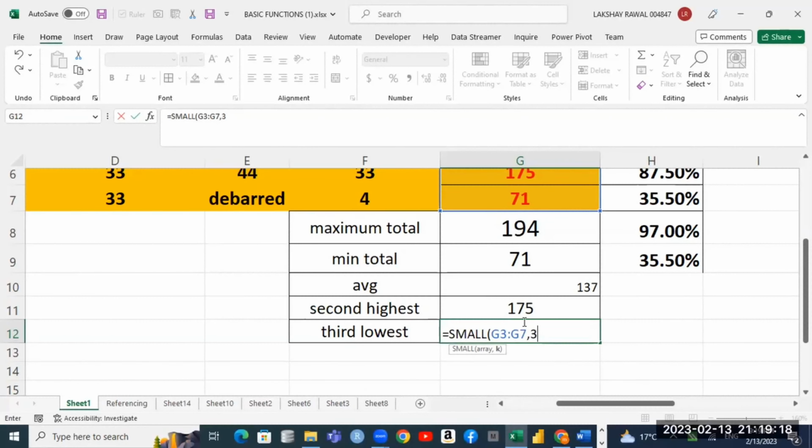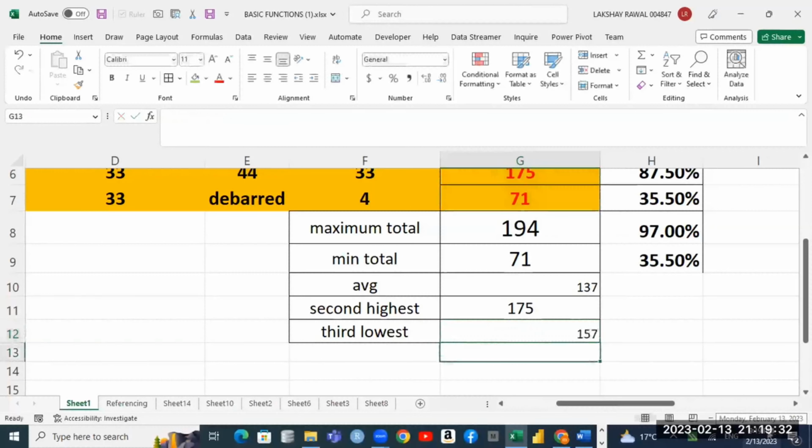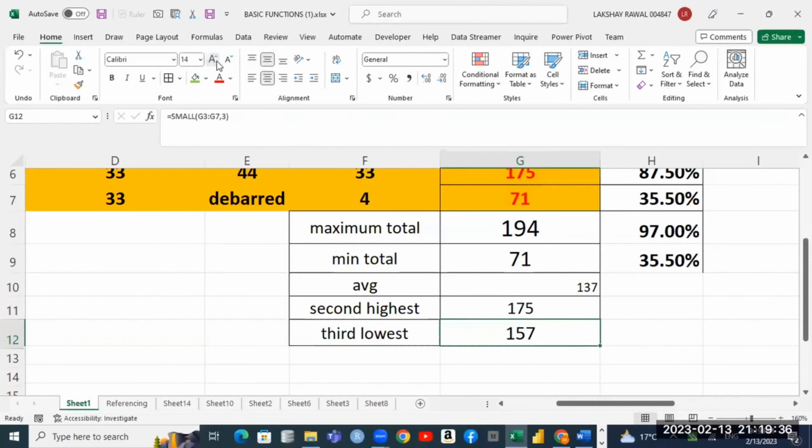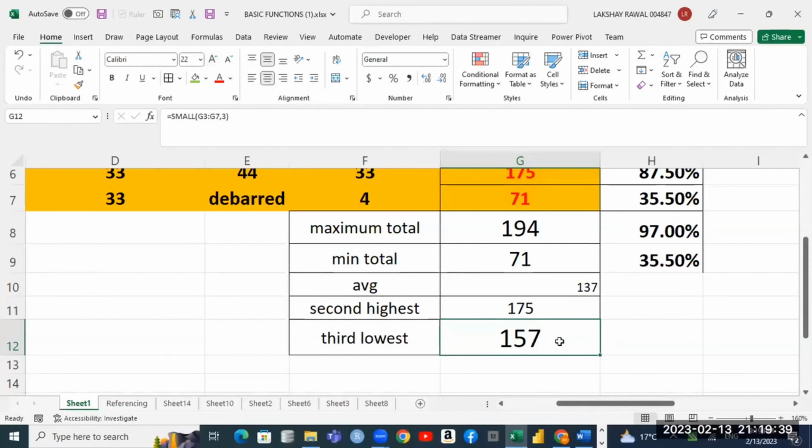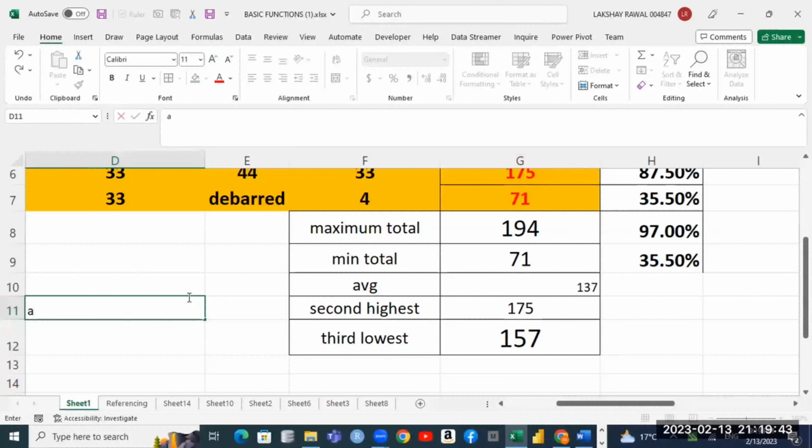What is the meaning of this? Its meaning is this: from this array, which is also called array or range, tell me the third smallest value. What is the third smallest? You only told me. 157.